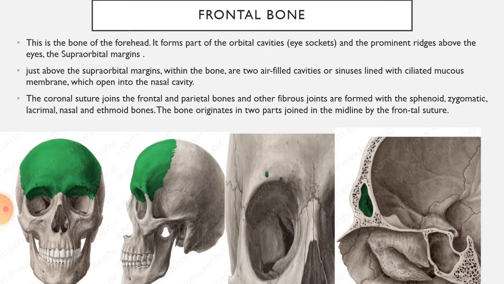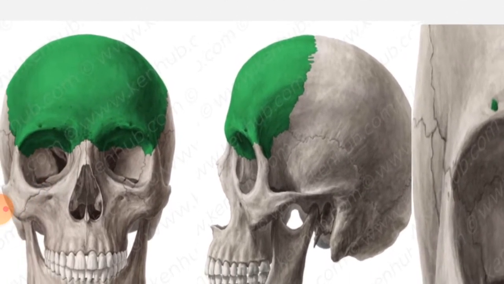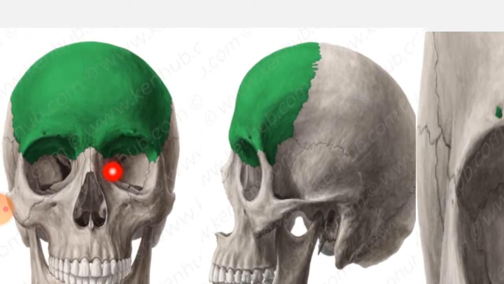Starting with the frontal bone. This is the bone of the forehead. You can see that this is the bone of your forehead lying anteriorly, and it forms part of the orbital cavities or the eye sockets, and the prominent ridges above the eyes, the supraorbital margins. You can see that these also take part in the formation of the orbital cavity, and these prominent ridges that you can appreciate are called the supraorbital margins.